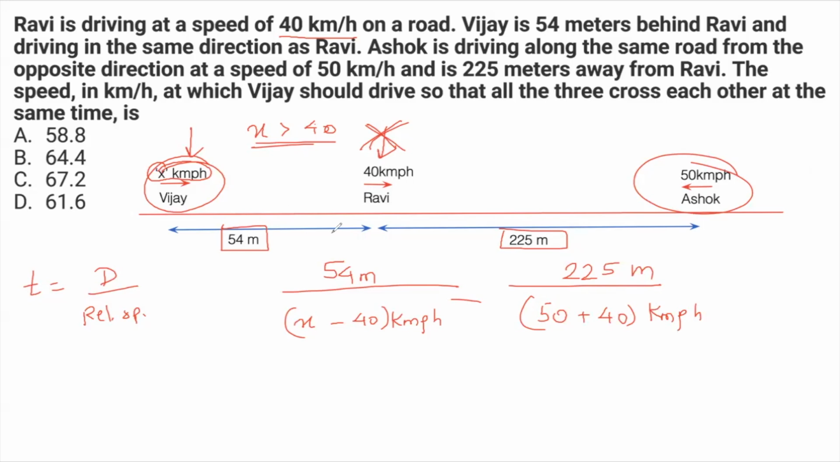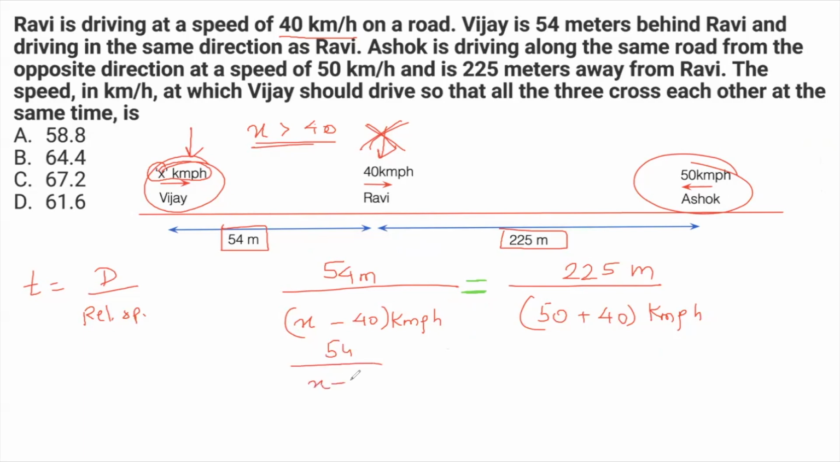That means time taken by Vijay and Ravi to meet, which is basically this particular time, should be same as the time taken by Ravi and Ashok to meet, which is this time. That means these two values should be essentially equal. Now we equate the two and we solve for the unknown x to get our answer. So let's solve this now.